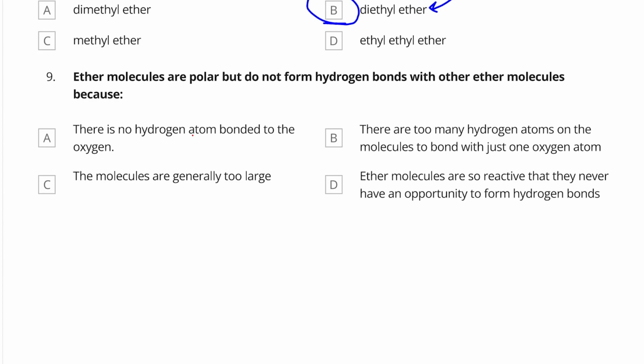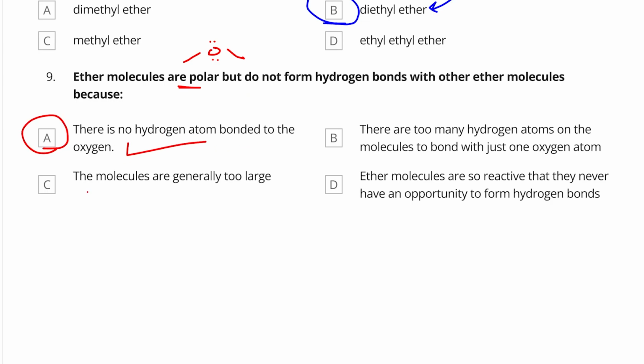So ether molecules at question 9 are polar. They are polar because they have oxygen having lone pairs, but do not form hydrogen bonds with other ether molecules because there is no hydrogen atom bonded to oxygen.